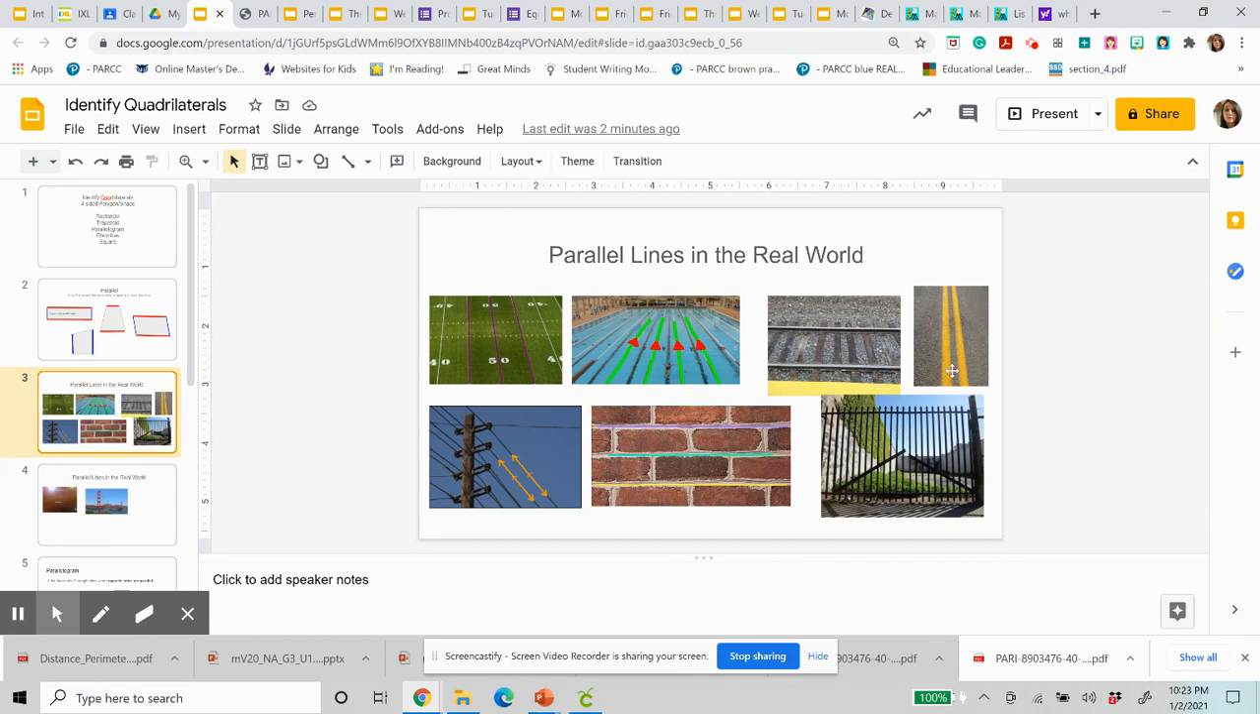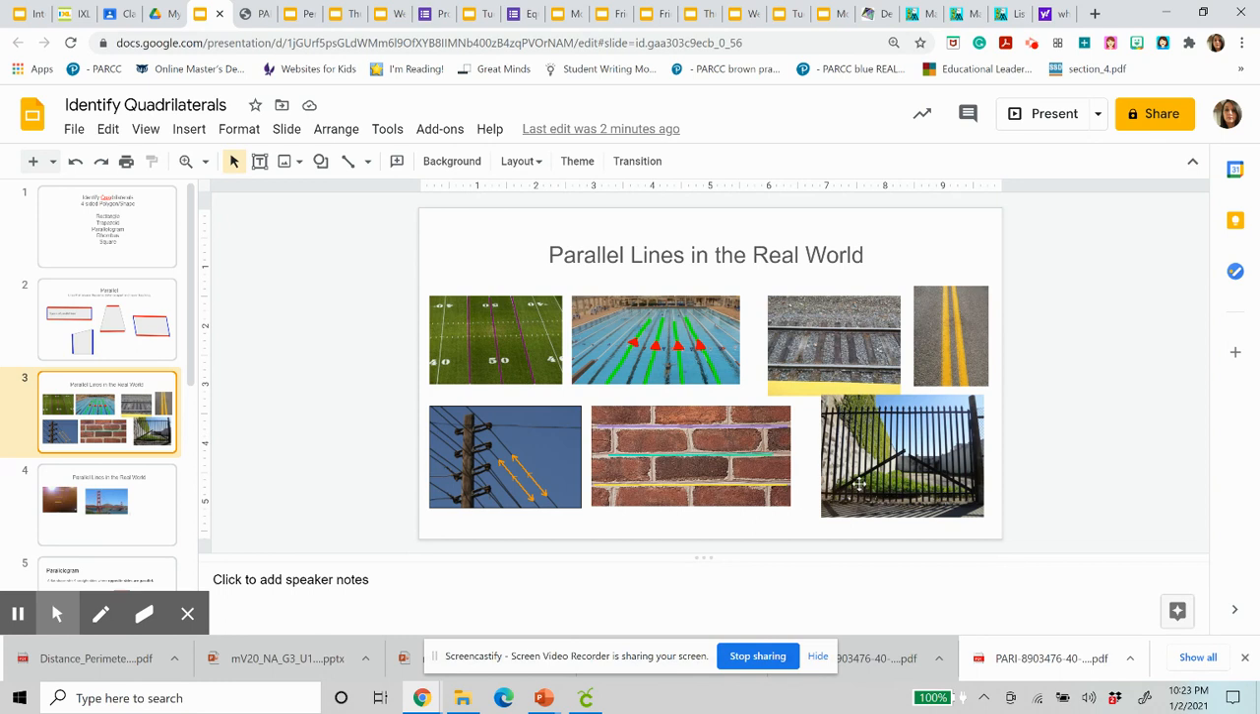On the road, these 2 lines are parallel. These phone wires, parallel, same distance apart, never touching. Look at the bricks. They highlighted here. The purple line, the green line, the yellow line, those are all parallel lines.